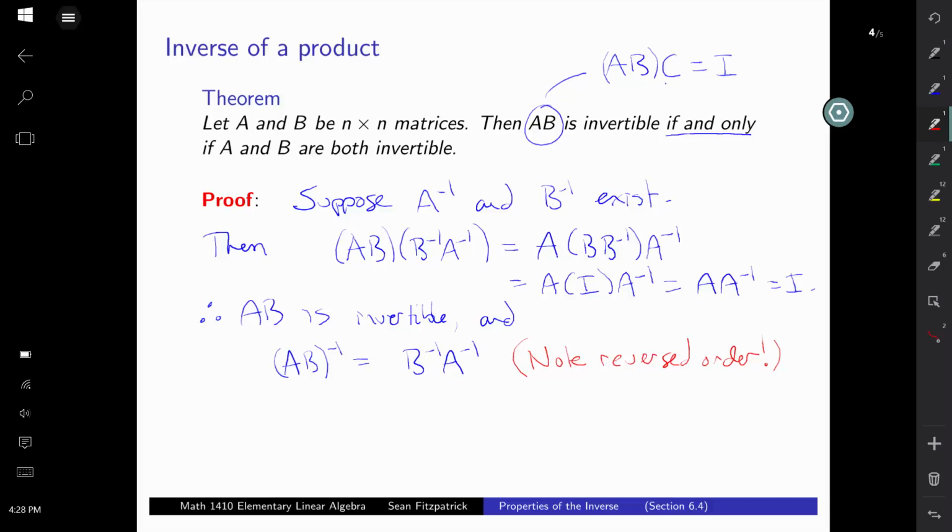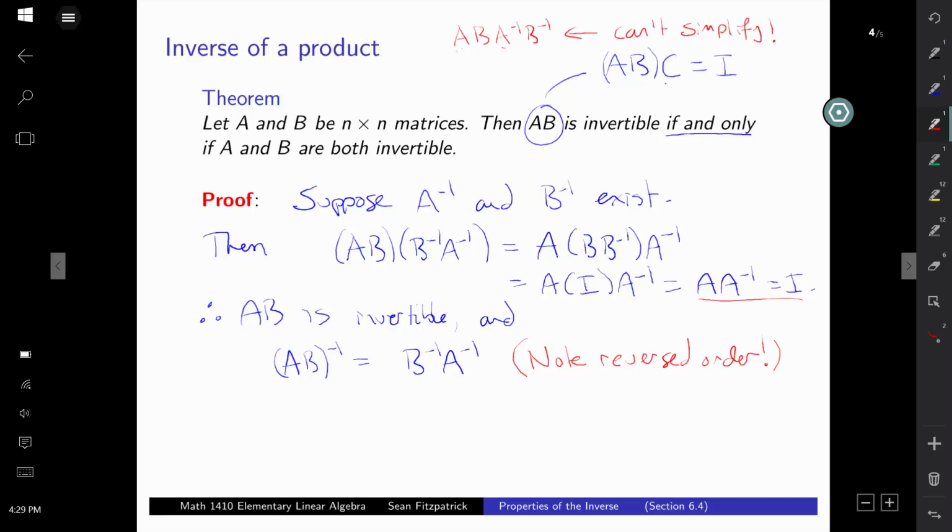If I did A times B times A inverse times B inverse, this is something which you can't simplify. This does not reduce to the identity in general, because in order to reduce to the identity, I would have to combine A with A inverse, but there's a B in between them. A is not next to A inverse. I can only say that A times A inverse is the identity when those two matrices are adjacent.